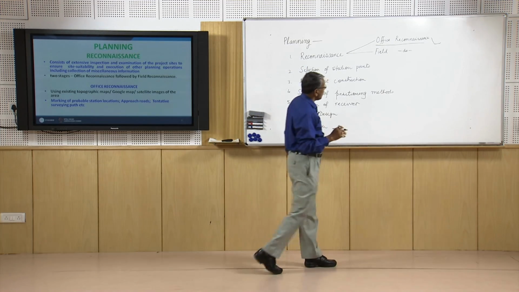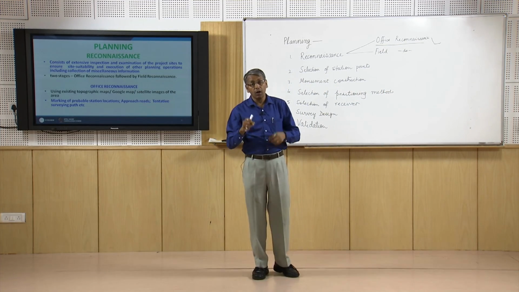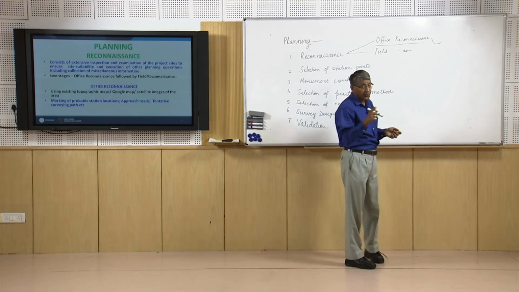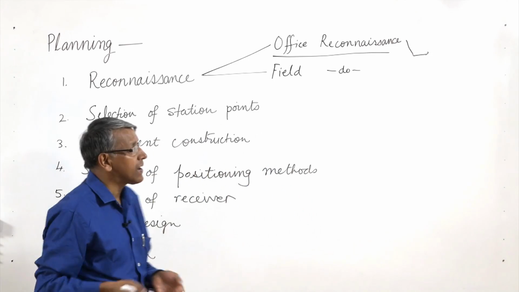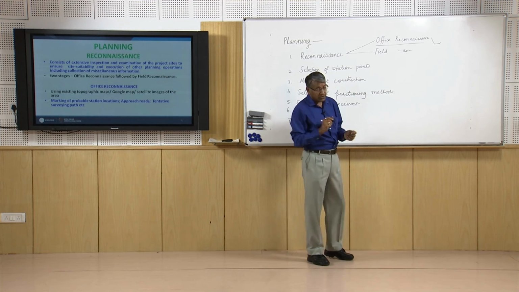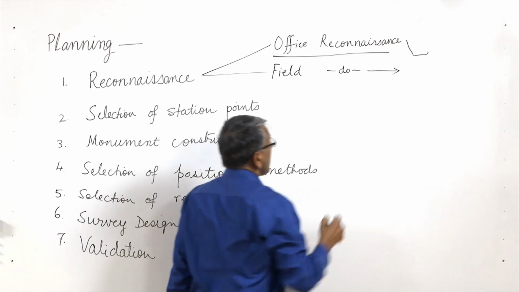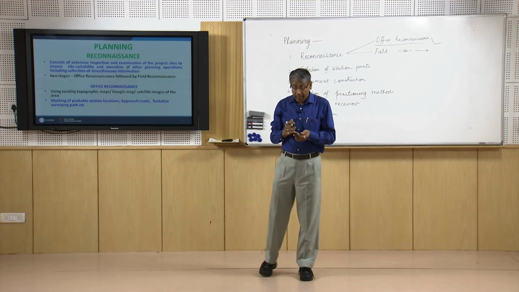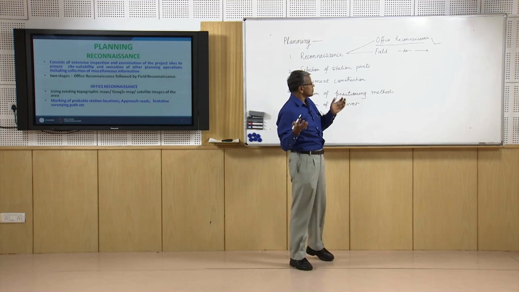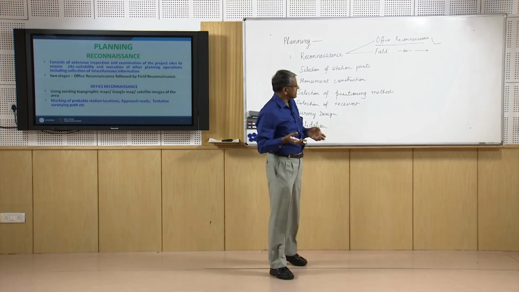That means the output of office reconnaissance will be the approximate location of the station points, which should be marked on the map, and the possible route should be marked, and the preliminary ideas should be noted down. Next, with this background, we should proceed to the actual survey area in the field. There we should carry with us one navigational GPS receiver, so that we can also keep track of our activity through GPS.